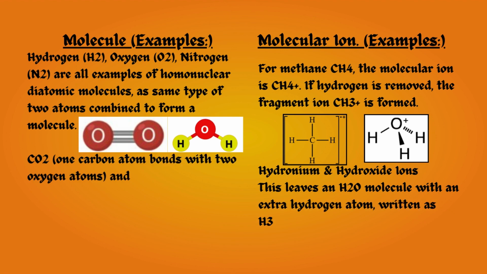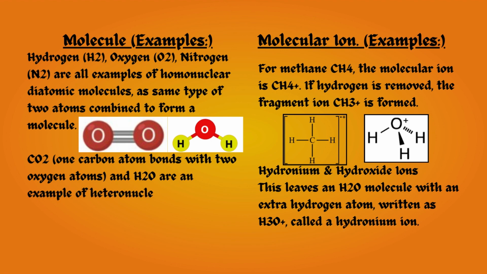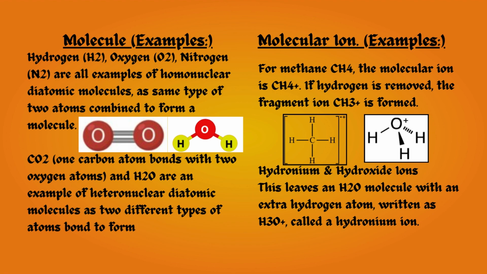Molecular ion. Examples: for methane CH4, the molecular ion is CH4+. If hydrogen is removed, the fragment ion CH3+ is formed. Hydronium and hydroxide ions. This leaves an H2O molecule with an extra hydrogen atom, written as H3O+, called a hydronium ion. Identify the difference between compound and mixture.